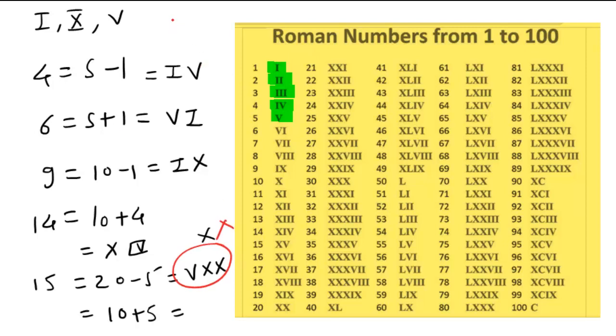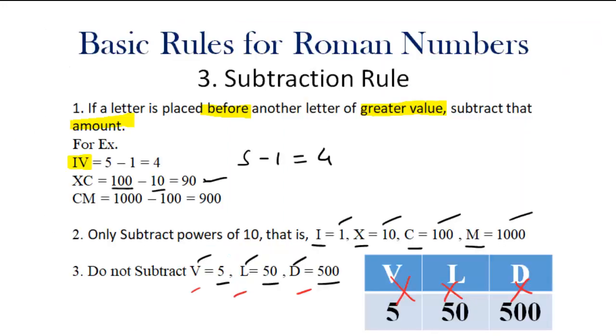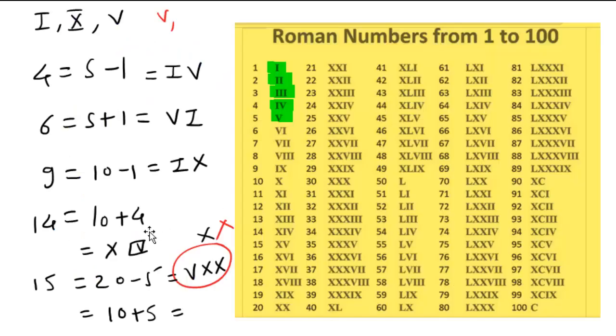Recall that V, L and D cannot be subtracted. So this is an invalid combination. So the correct combination means 10 plus 5. 10 means X and 5 means V. So 15 can be represented as XV. So using the 4 rules that we have discussed, we have to make the different combinations for writing some Roman numbers.